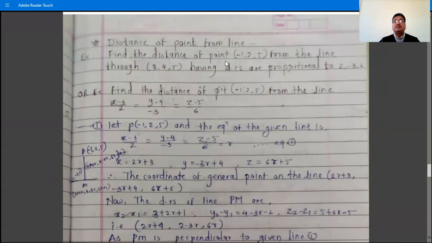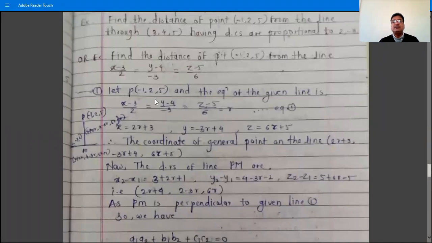So this is the point P. Suppose (-1, 2, 5) is the point P, and the equation of the given line is (x - 3)/2 = (y - 4)/(-3) = (z - 5)/6. We have to find the distance of the point from the line, meaning we have to find the perpendicular distance of the point from the line. That is, draw a perpendicular from point P on the line, and then we have to find this distance. Suppose M is the foot of the perpendicular, then we have to find the distance PM, and it becomes the distance of the point from the line.